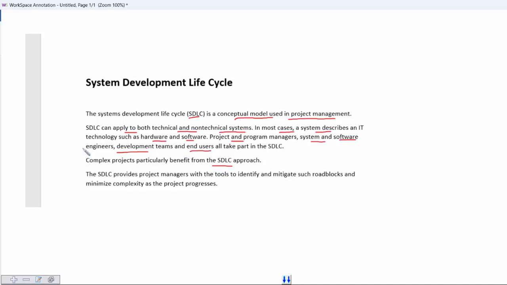For such complex projects, the development process can be time consuming, complicated, prone to numerous roadblocks, and involve numerous parties. The SDLC provides project managers with the tools to identify and mitigate such roadblocks and minimize the complexity as the project progresses. Okay, so this is all about the basics that you should know about the SDLC.